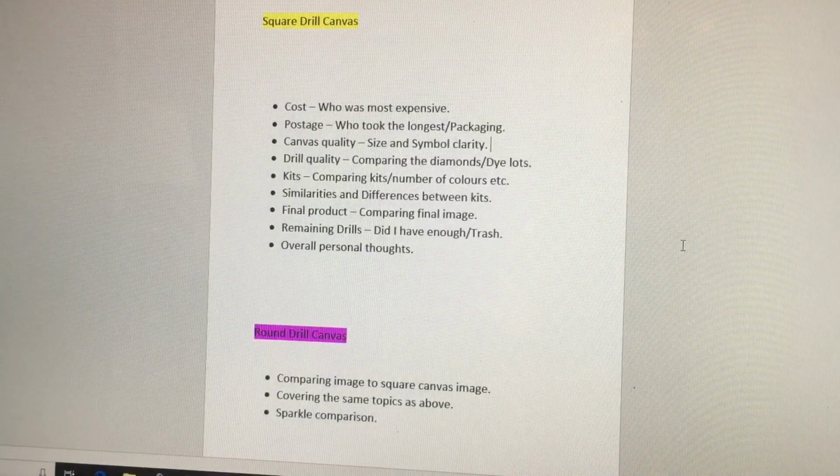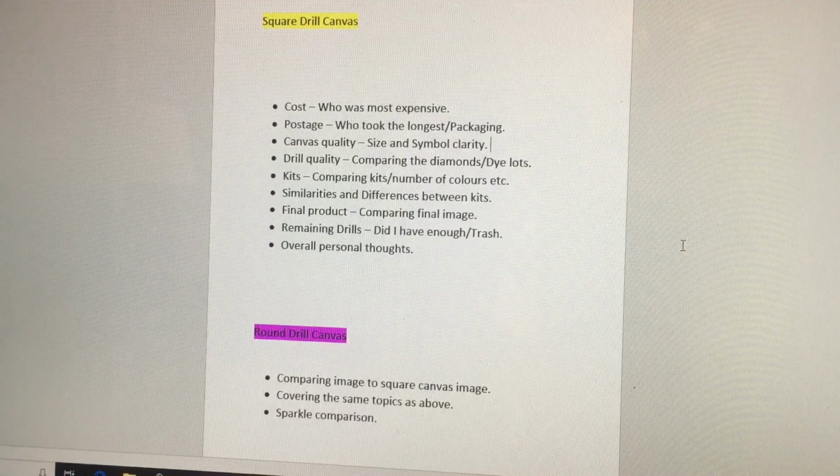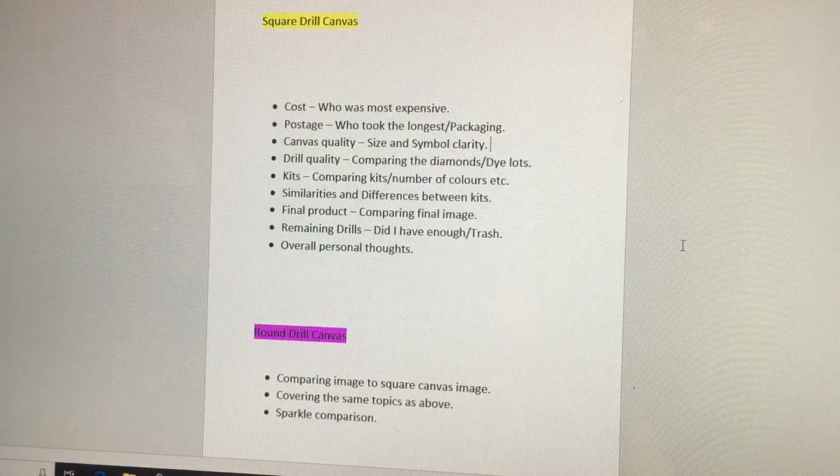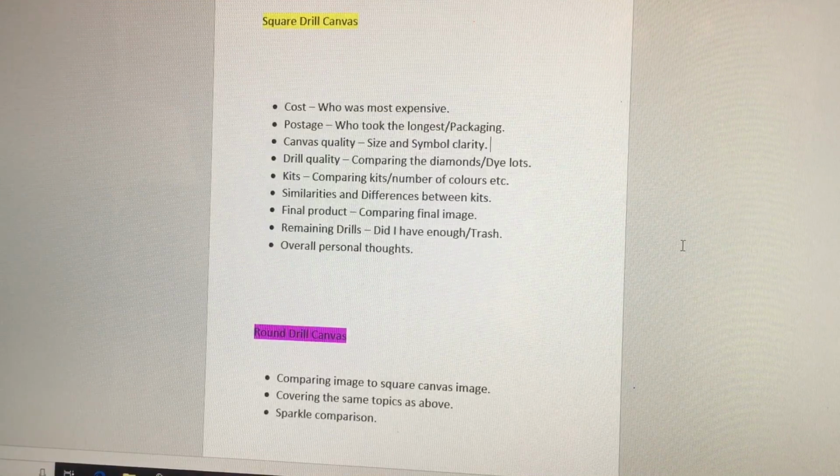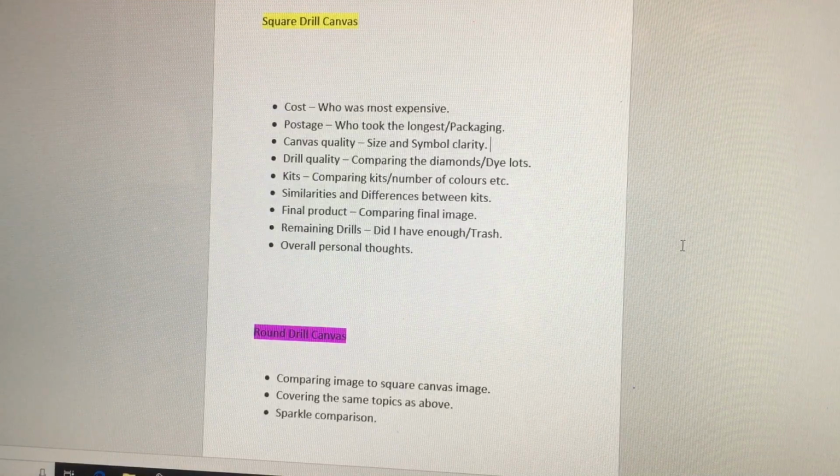Okay, so here's a quick list of some of the things that I'll be checking over as they start to arrive. I won't open any of them up until they all arrive, and then I will film all of that stuff. I'll make sure that I list who was the quickest to send out to me. Who arrived first? Maybe they'll all arrive at the exact same time.